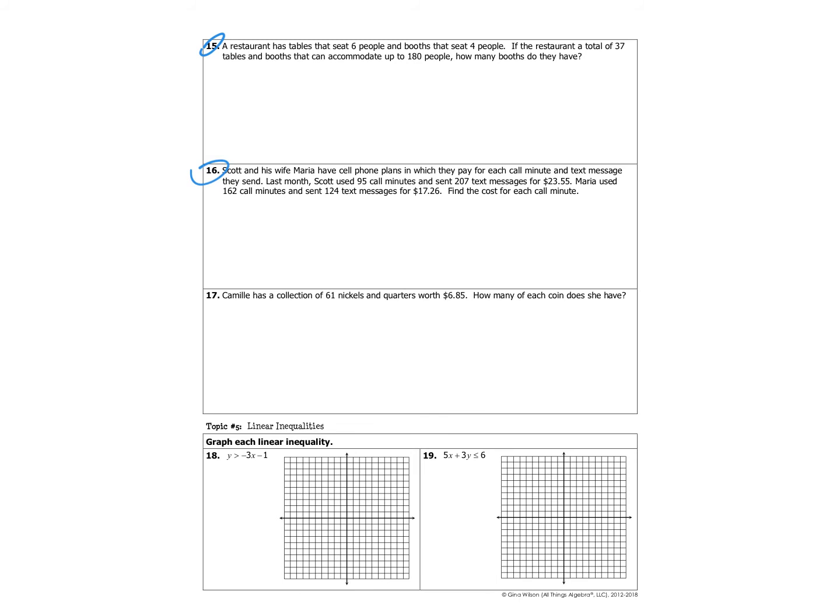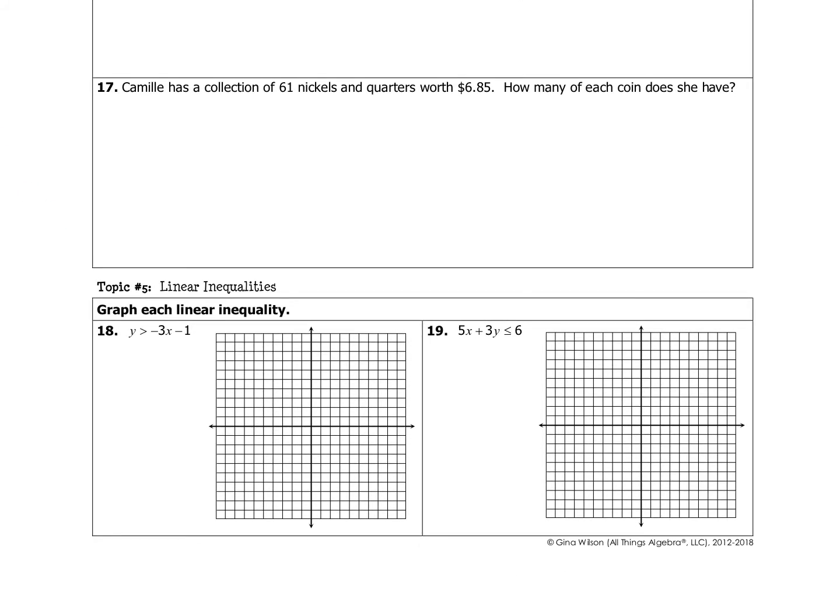So, all right, for number 17: Camille has a collection of 61 nickels and quarters worth $6.85. How many of each coin does she have? So x is the number of nickels, and y equals the number of quarters. All right, so she's got 61. That means x plus y equals 61. And then there were $6.85.